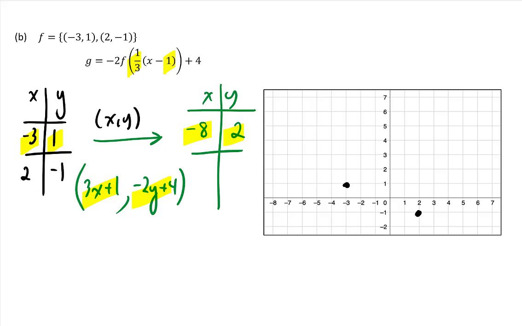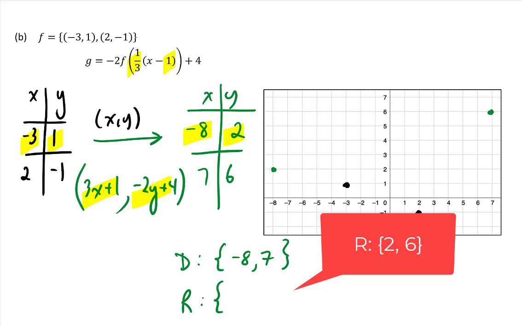Keep going from there. If I have 2, negative 1, I should end up with 7 and 6. So let's plot those 2 points. And there are the 2 points for our final function. Domain and range. Domain is that we have the x values negative 8 and 7. And that's it. The range, so the y values are 7 and 6. Or if we put them in order, 6 and 7.